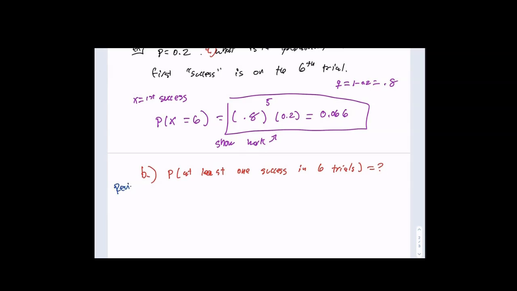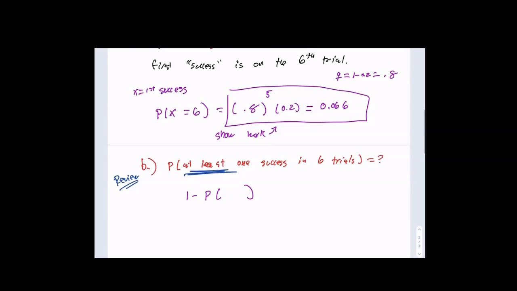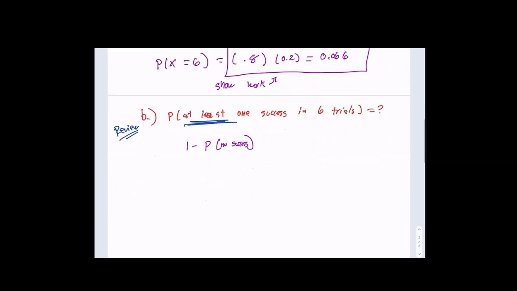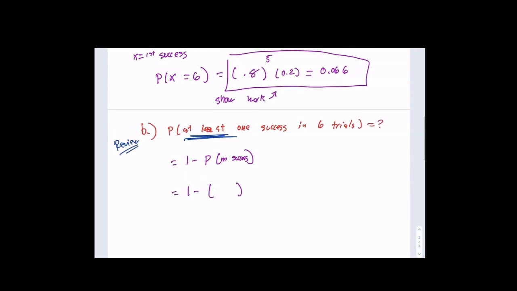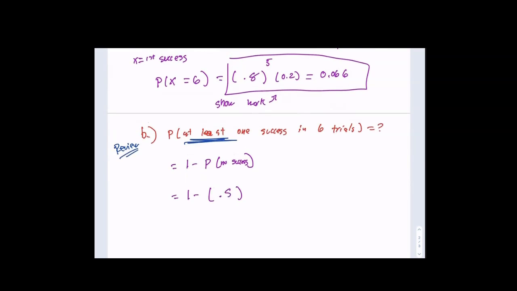Basically, this is a review topic. Whenever you get at least once, that means it's basically 1 minus the probability that it doesn't happen. This will pop up in your homework. No successes. So it'd be 1 minus. If you have no successes, how many times will I get a fail? Sorry. So it's 0.8 because that's a failure.